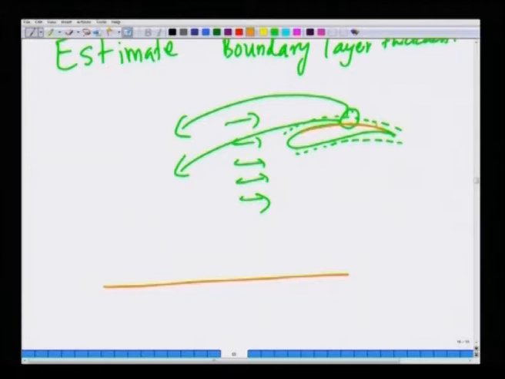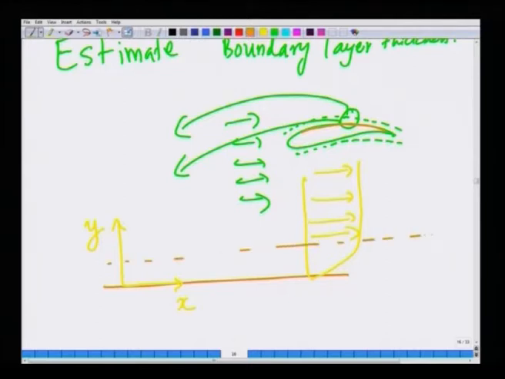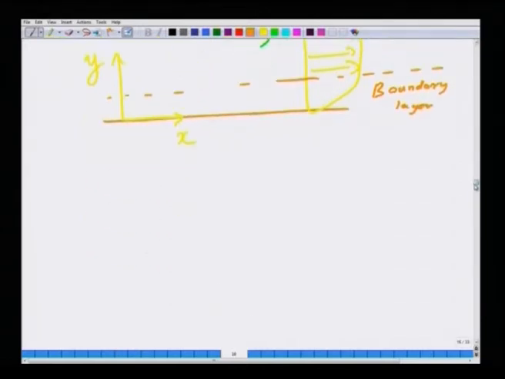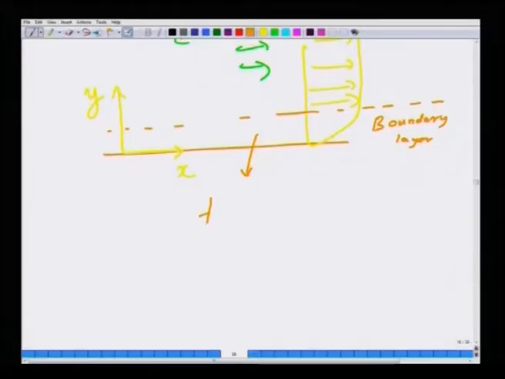So, you have an xy plane, and there is uniform flow, and close to the solid surface, this is the boundary layer where viscous effects become important. Now, how are we going to estimate the thickness? What is the thickness?